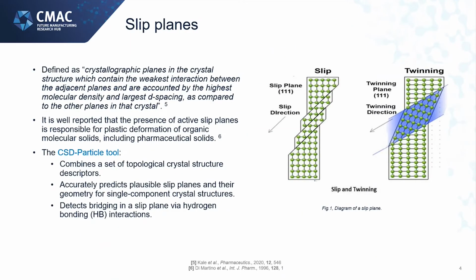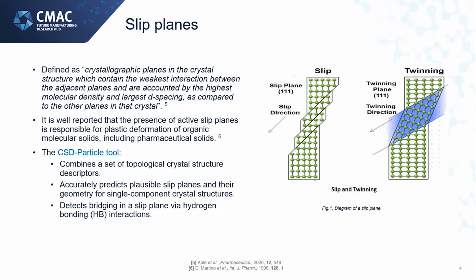Slip planes can roughly be defined as the planes in a crystal structure where there's the weakest interaction between the adjacent planes, and they account for having the highest molecular density and also the largest d-spacing as compared to other planes. So within a slip plane, you have two planes, and there's a glide displacement of these two planes, which would be different to, say, twinning, where there would be no displacement, but just a change in orientation. So for slip planes, there's no change in orientation within the different planes.